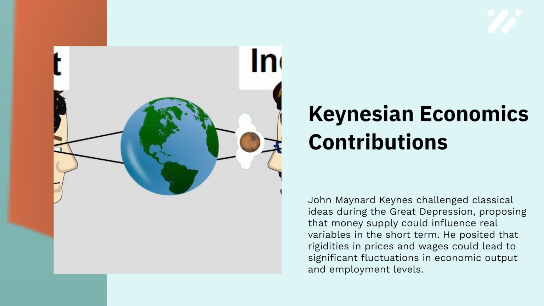Keynesian economics and short-term non-neutrality. The dominance of classical economics was challenged by John Maynard Keynes during the Great Depression. Keynes argued that money could influence real variables in the short term due to rigidities in prices and wages and changes in aggregate demand. This gave rise to the concept of short-term non-neutrality, where monetary policy could stimulate or contract the economy in periods of recession or inflation.